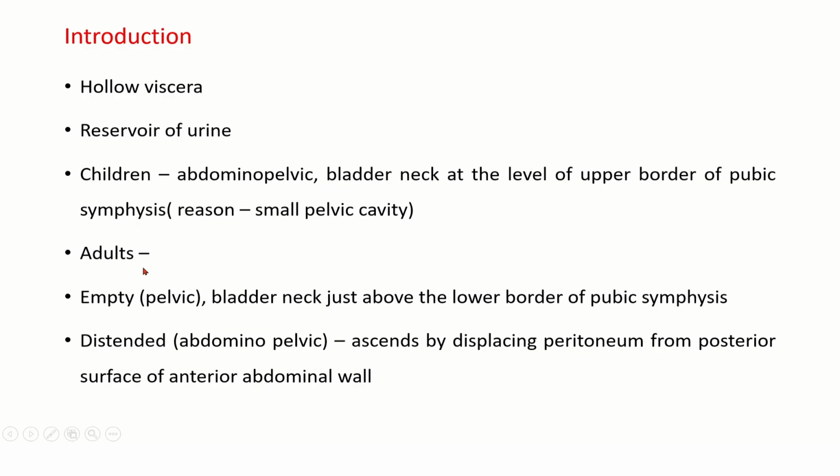In adults, when the bladder is empty, it is pelvic and the bladder neck is above the lower border of the pubic symphysis, or it will be at the level of lower border of pubic symphysis. In distended bladder, it becomes abdominopelvic. It ascends by displacing peritoneum from the posterior surface of the anterior abdominal wall.